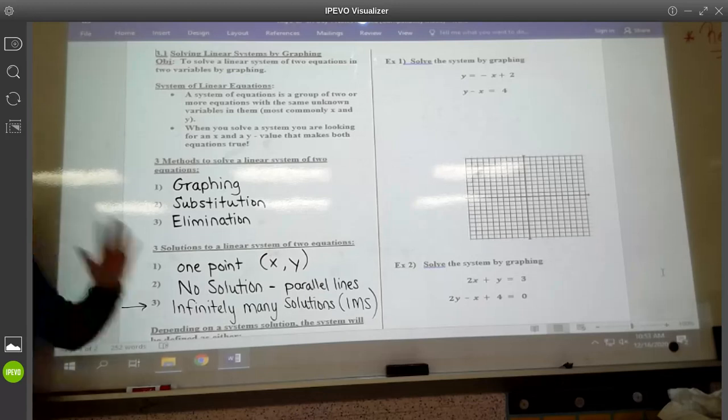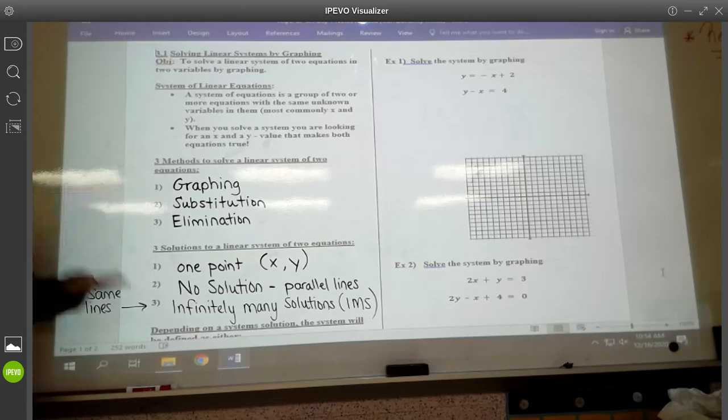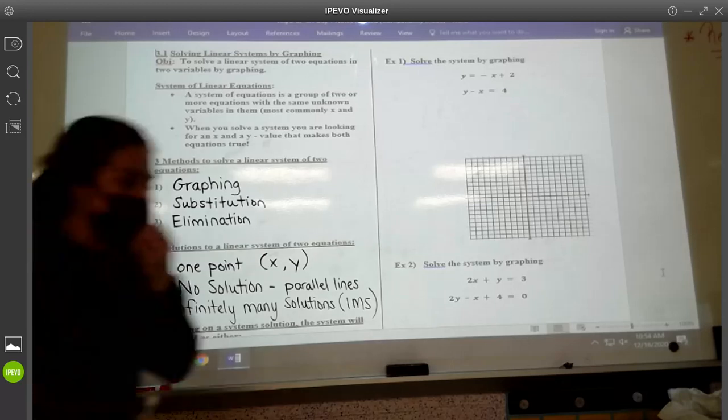Okay. So today, we're going to concentrate on solving a system by graphing. So I'm going to show you the list of steps, and then we're going to solve a couple.